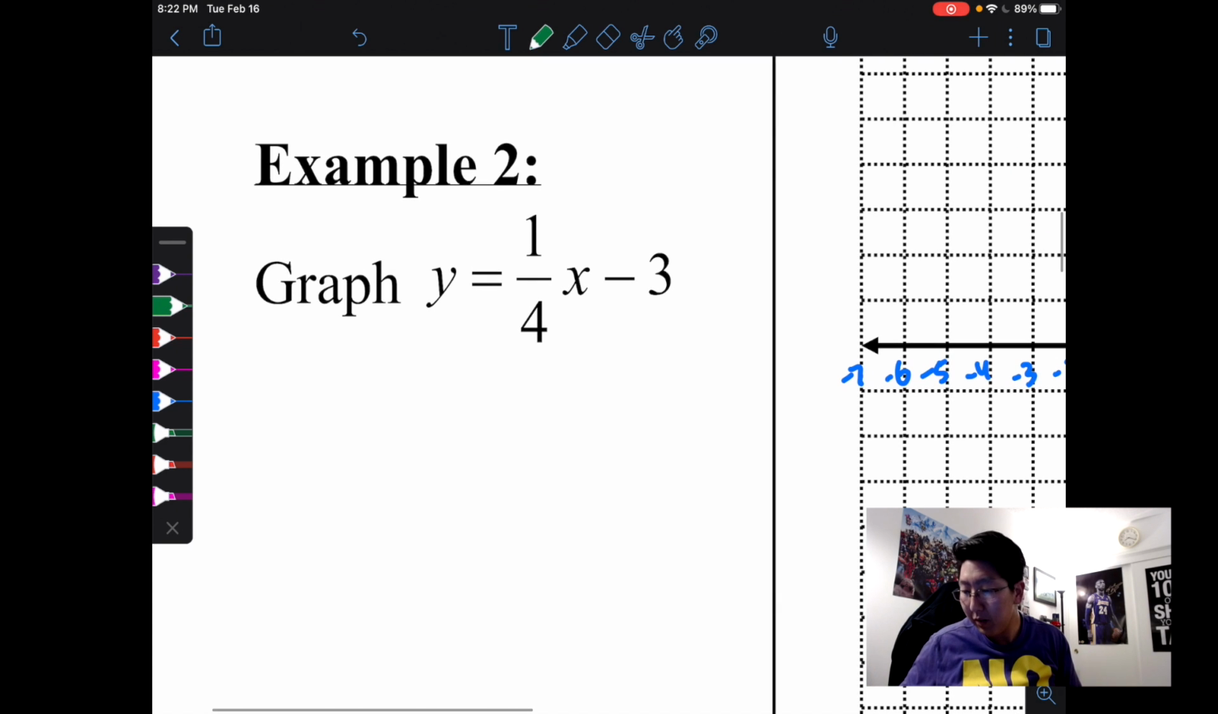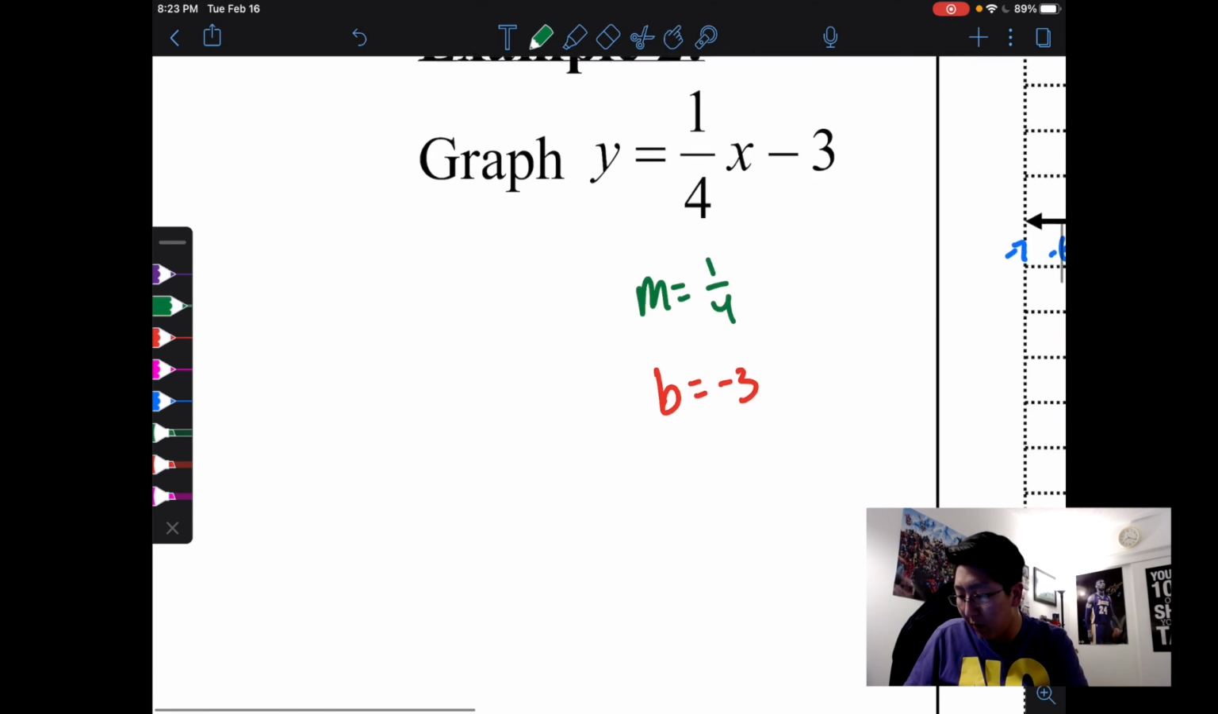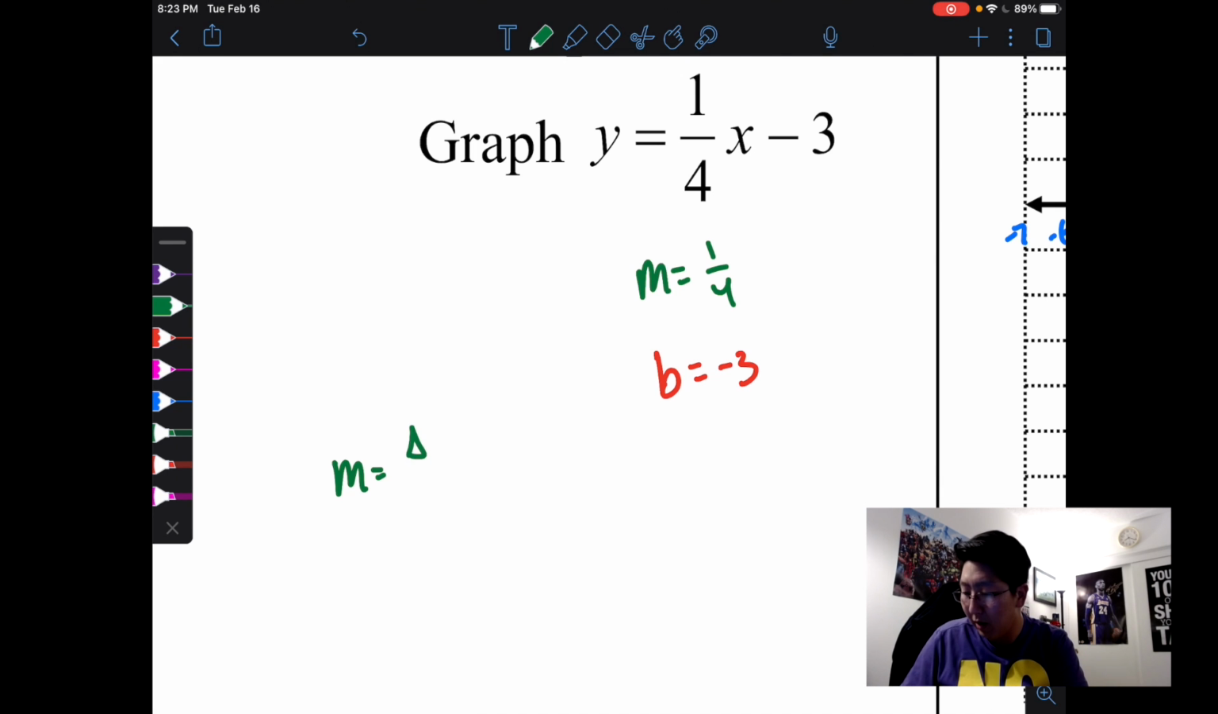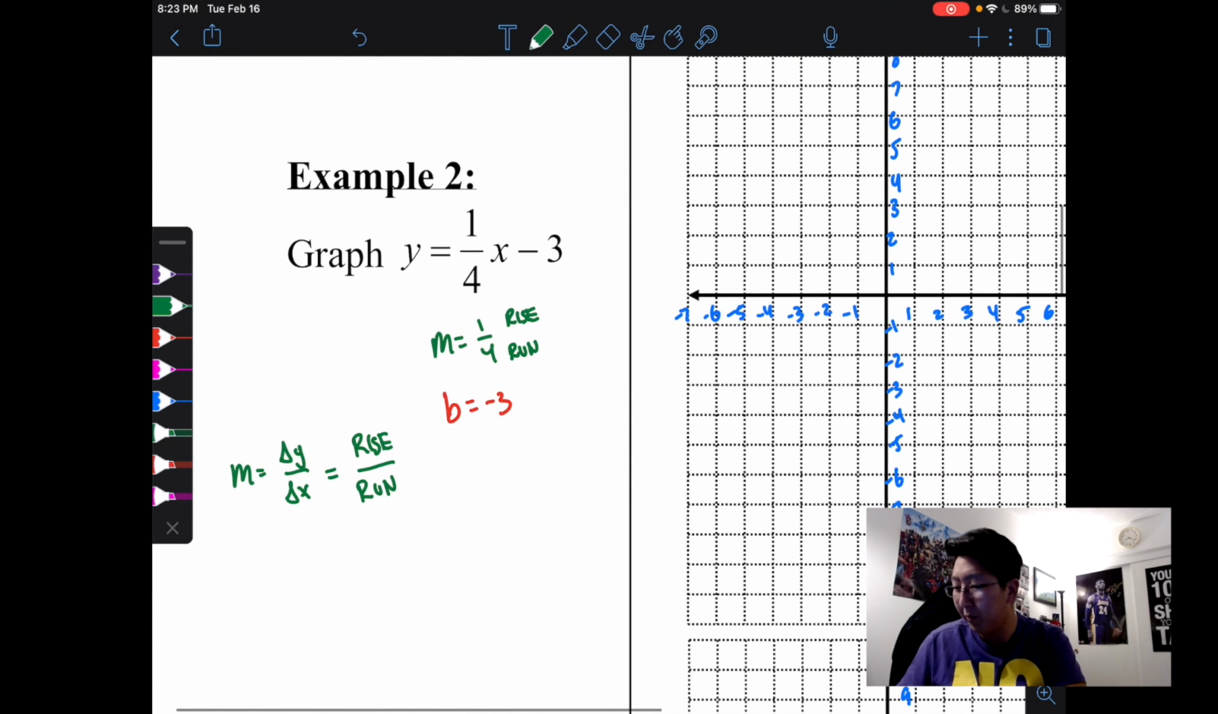So here, we have another equation, and our m is 1 over 4, and our b equals -3. Now we have to remember m is change in y over change in x, which means rise over run. How much is it changing going up and down? How much does it rise? And then run, how much does it change in x? Okay? So it's going to tell us that it's going up 1, and it's going to go over 4.